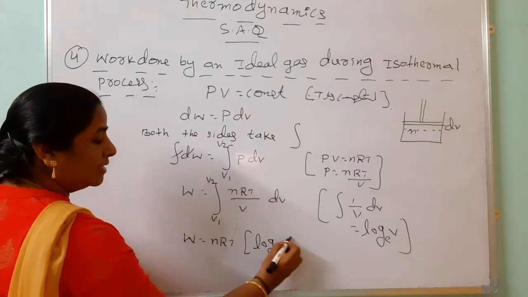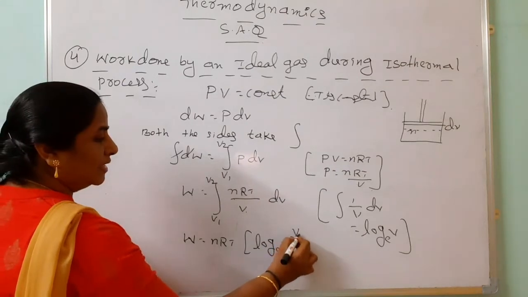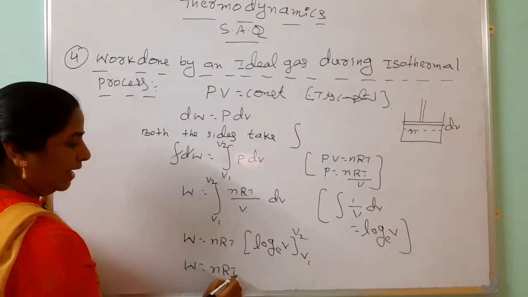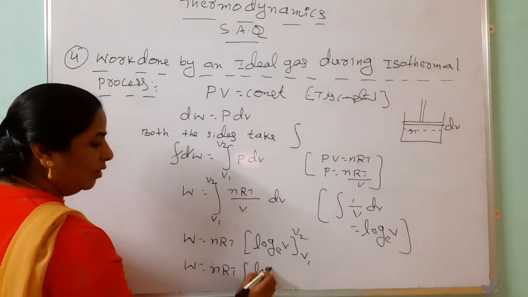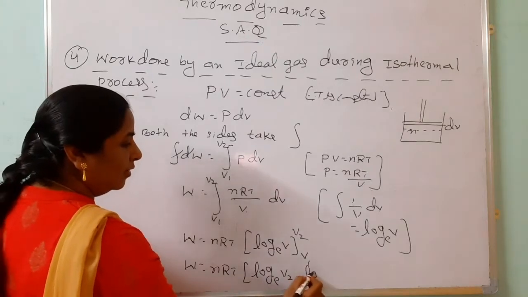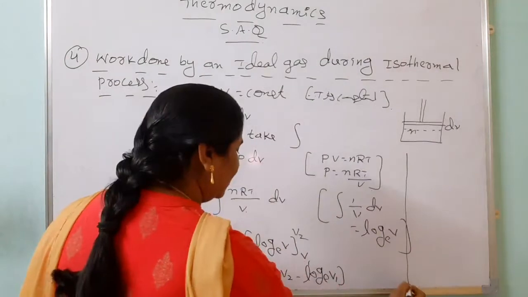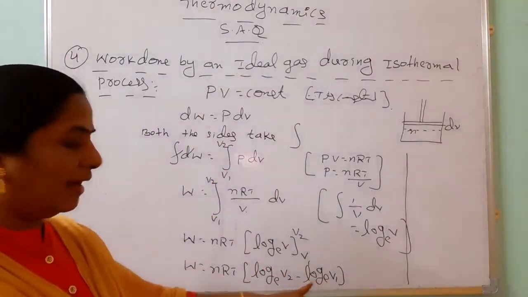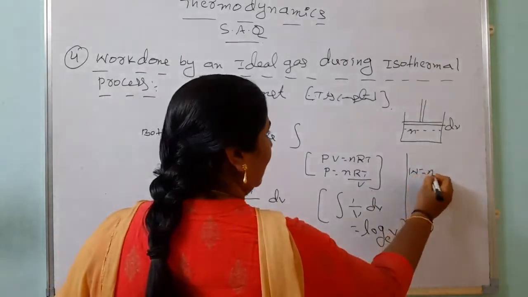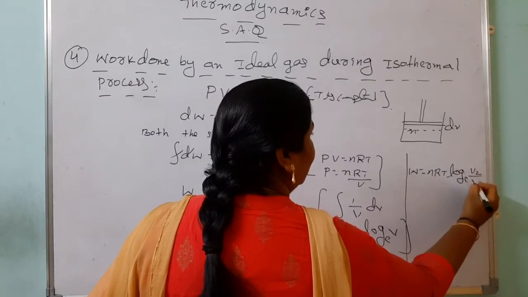But here limits are there. The lower limit, the starting position, is V1 and the final volume is V2. So we write work done equals nRT; first we apply the upper limit, instead of V we write log e V2, minus the lower limit log e V1. But you know from 10th class that instead of log A minus log B we can write log A by B. So work done equals nRT log e V2 by V1.